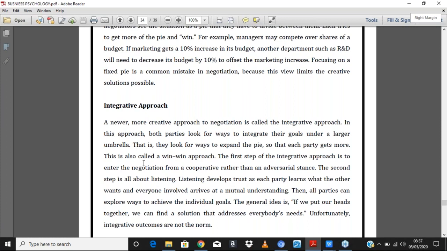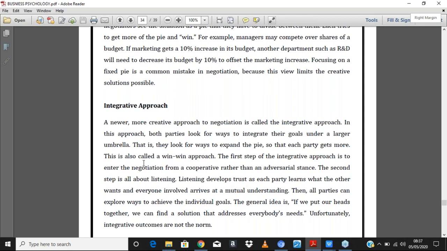That is, they look for ways to expand so that each of the parties gets more. We also call that more like a win-win approach. We want to bring everybody in. We want to carry everybody along.